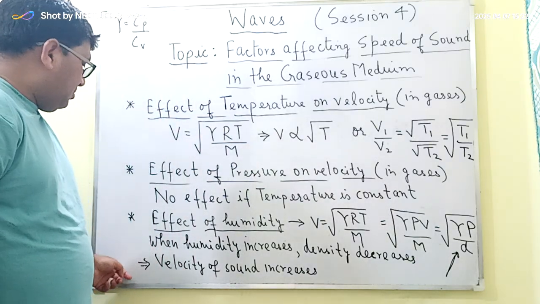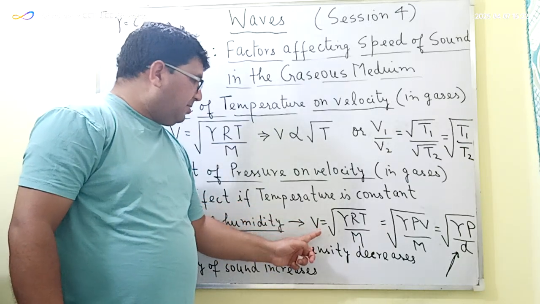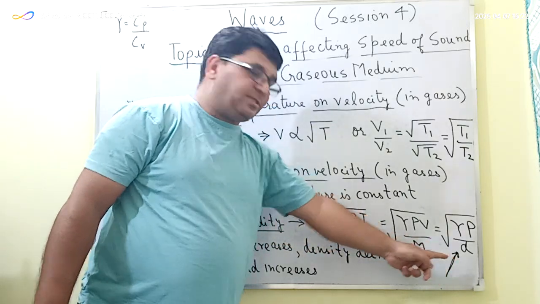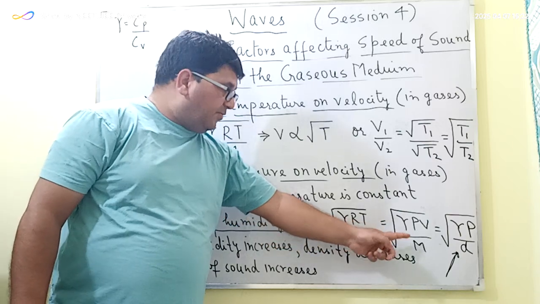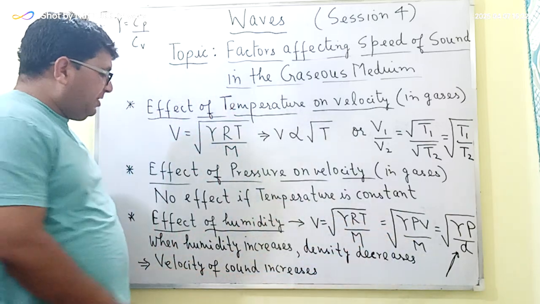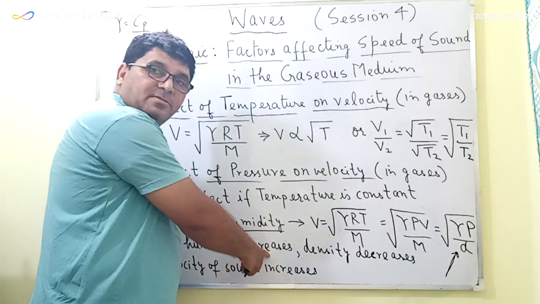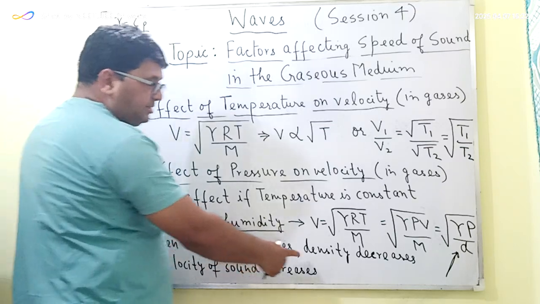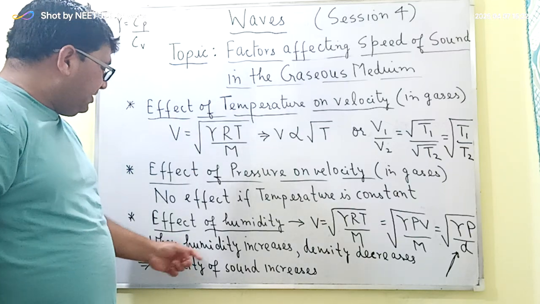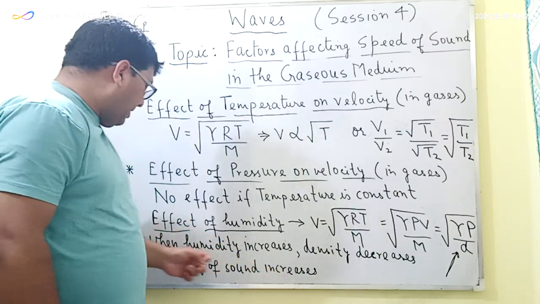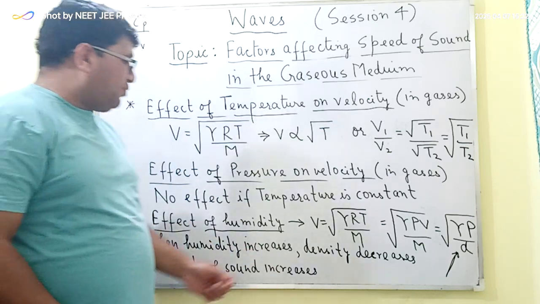So from this relation, we can see that the velocity of the sound will increase if the density decreases. Now, when the humidity increases, the density decreases. So we can simply say that the velocity of the sound will increase when the humidity is increasing, because when the humidity increases, the density decreases, and when the density decreases, the velocity will increase. So when the humidity increases, the velocity of the sound will increase, and when the humidity decreases, then the velocity of sound will decrease.